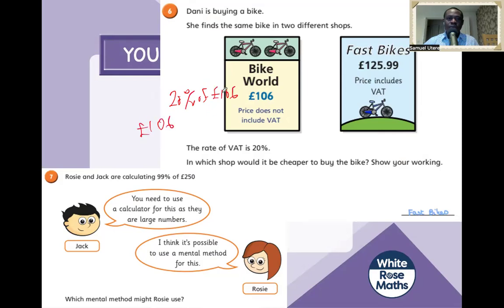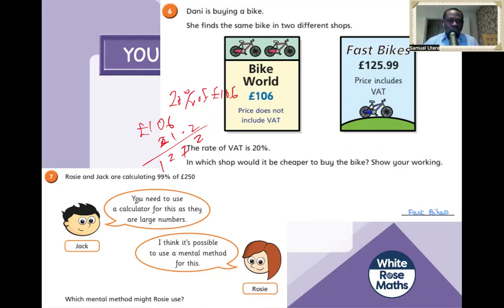So whatever you get, 20%. So you can do that really quickly. You don't even need a calculator. 10% is to divide by 10. So 106 divided by 10 is 10.6. Double that, that will be 21.2. So this will give you 127.2. So you can see that it is cheaper to buy in Fast Bikes. This one is a bit more expensive.